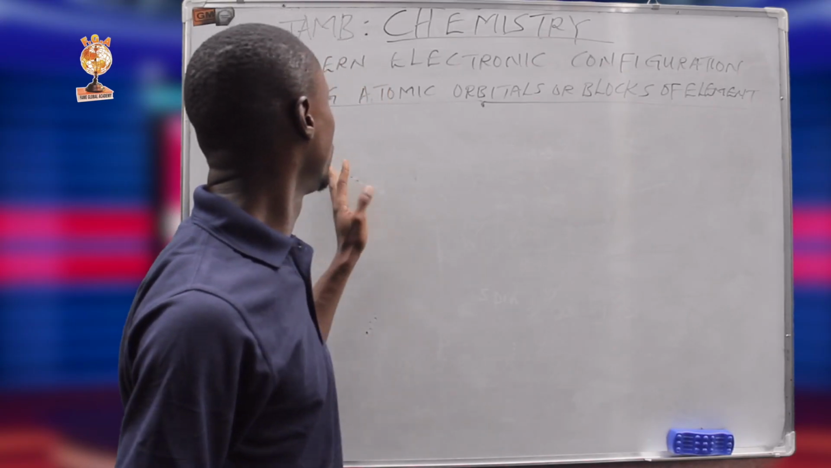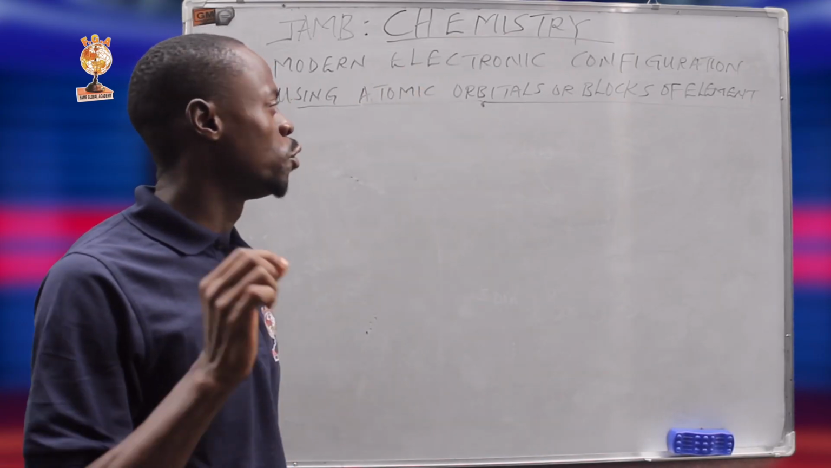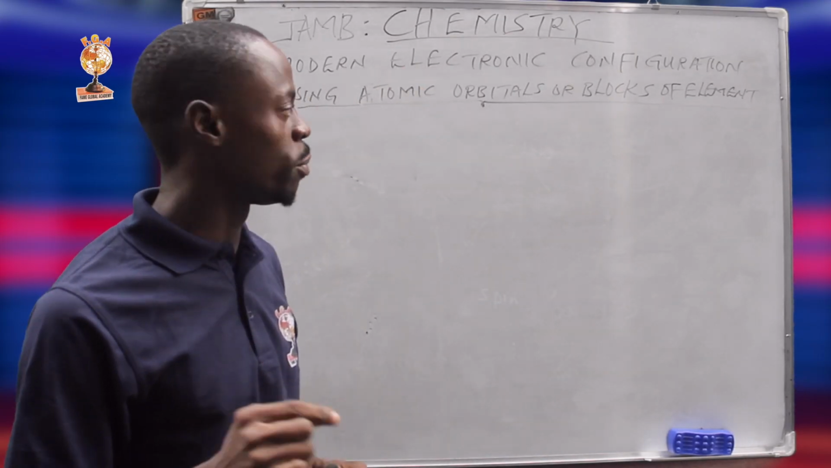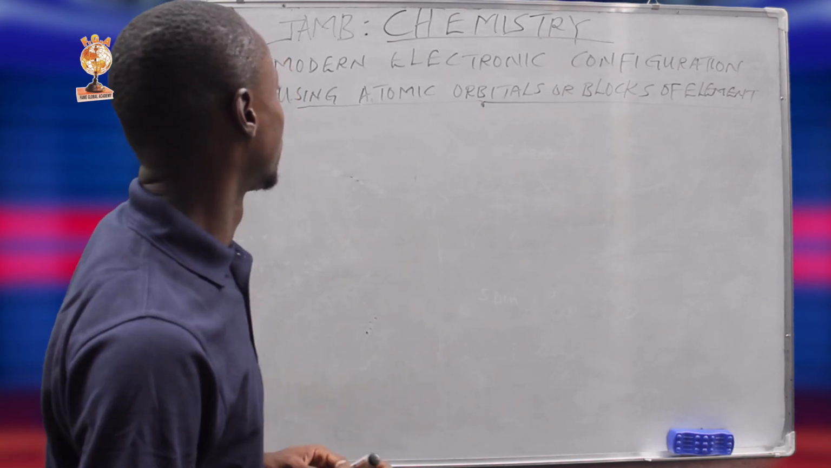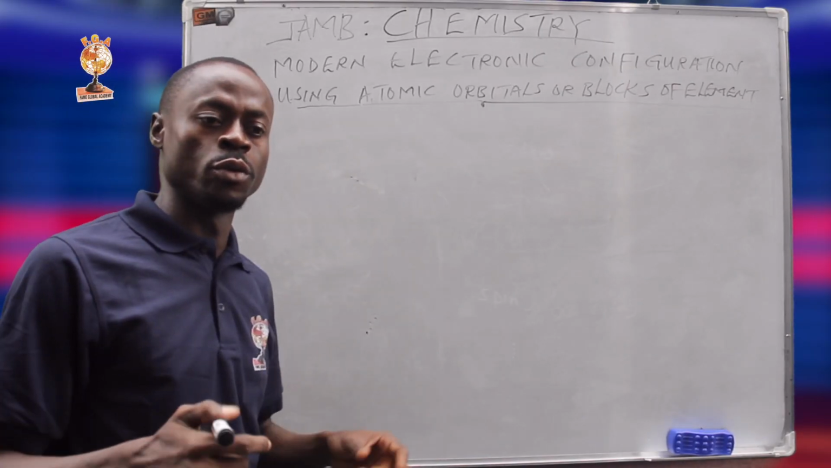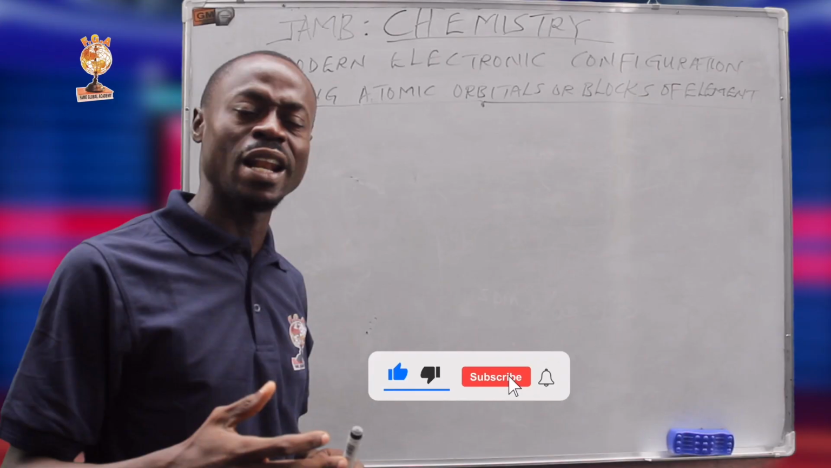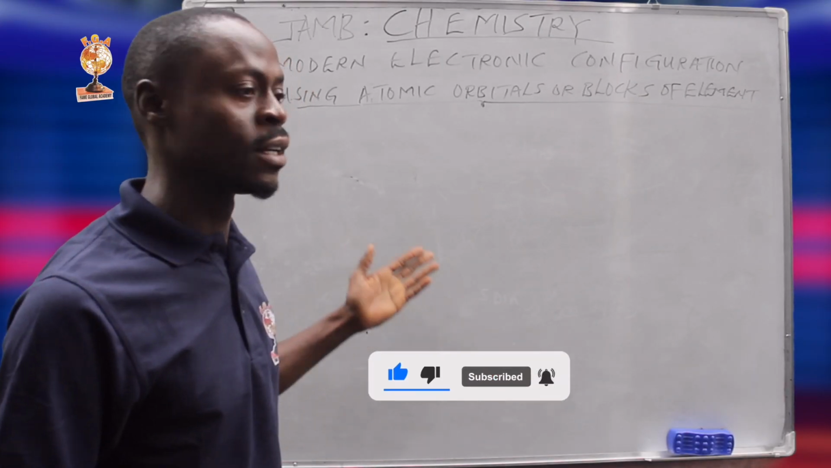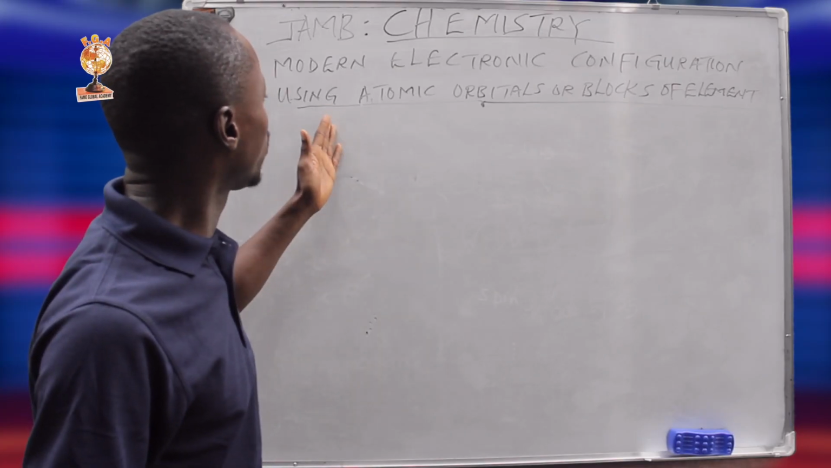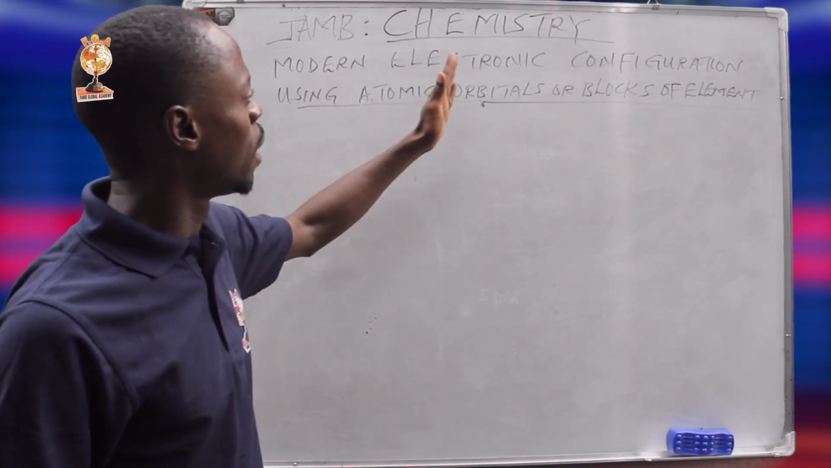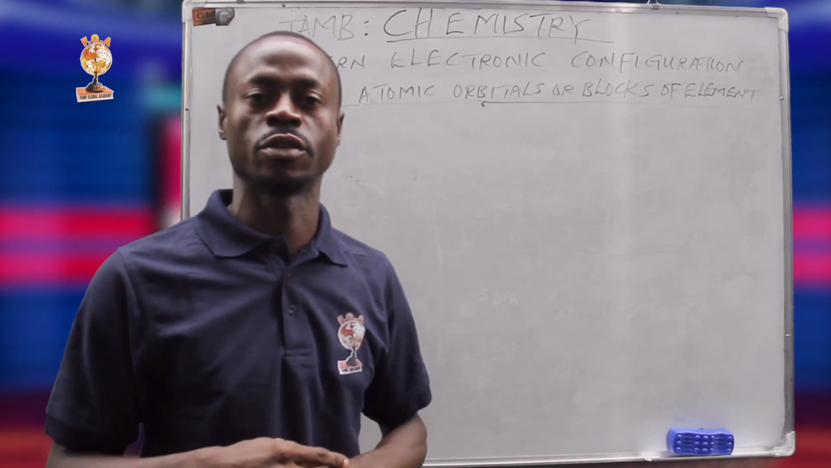Today, we'll be looking at modern electronic configuration using atomic orbitals or blocks of elements. And also, we'll be looking at how this particular topic is being applied as regards JAMB questions. But before we proceed, let's quickly look at what we mean by modern electronic configuration. How do we define electronic configuration?